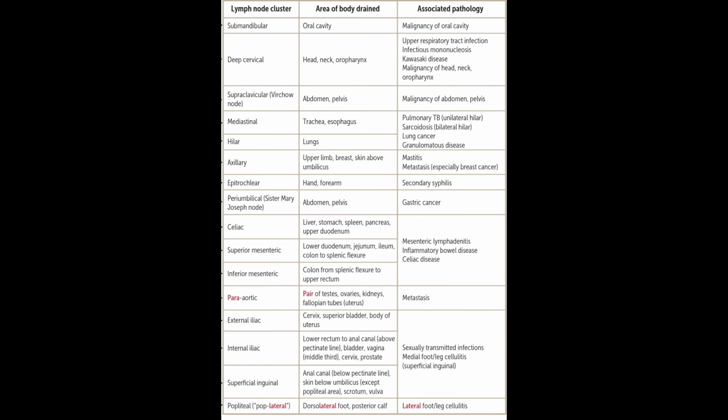So we have other lymph nodes. You have to know these 3 lymph nodes consecutively, that is celiac, superior mesenteric, and inferior mesenteric, because all of them are associated with mesenteric lymphadenitis, inflammatory bowel disease, and celiac disease. The celiac lymph nodes drain the liver, stomach, spleen, pancreas, and upper duodenum. The superior mesenteric lymph node drains the lower duodenum, jejunum, ileum, and colon to the splenic flexure. The inferior mesenteric lymph node drains the colon from the splenic flexure to the upper rectum.